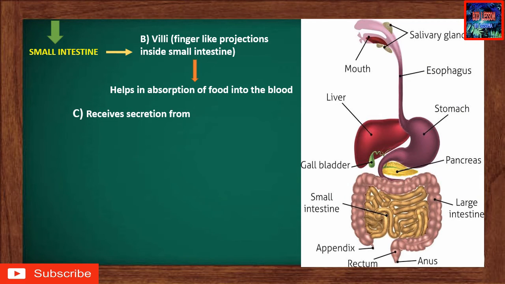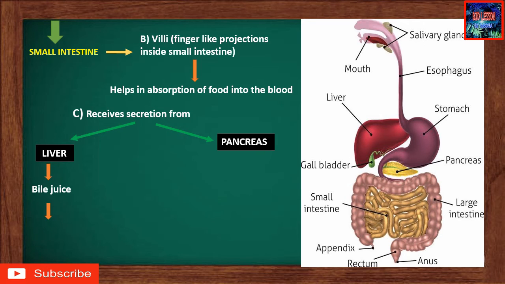The small intestine also receives secretions from the liver and from the pancreas. The liver secretes bile juice. The bile juice helps in the emulsification of the fat. That is, the bile juice helps to break the large fat globule into small globules.